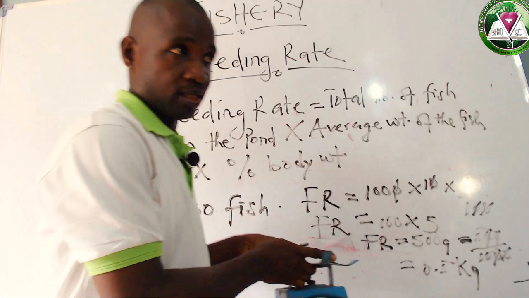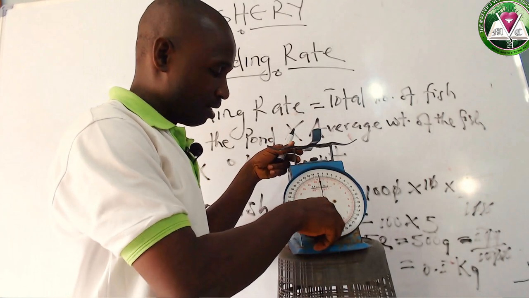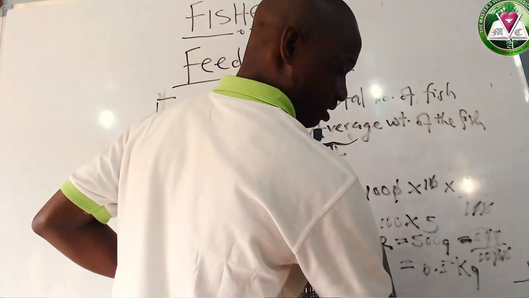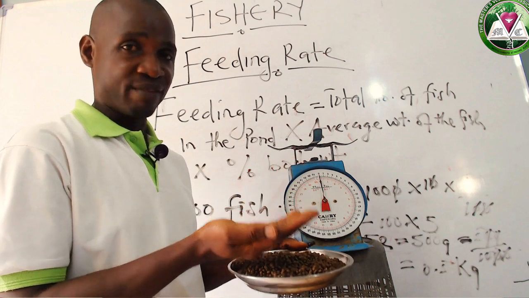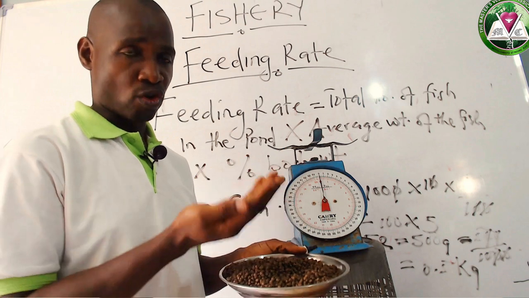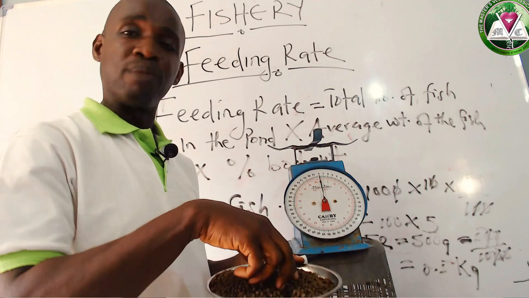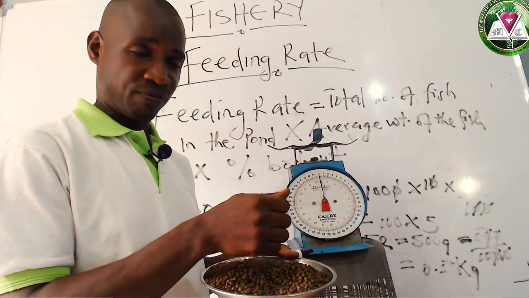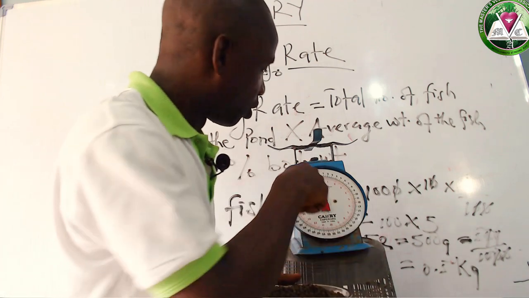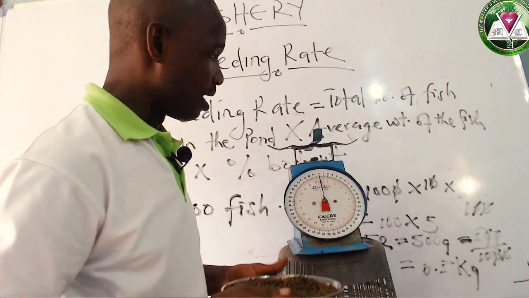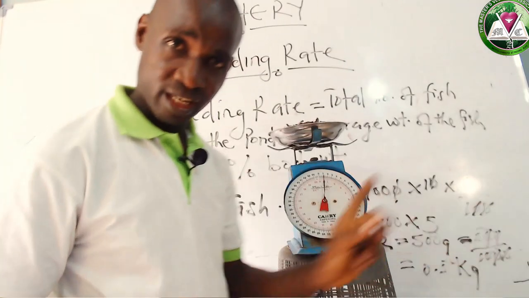This is the feed. We call this artificial feed. We have different types of feed, but we use artificial feed for commercial fish farming. We have natural feed, and we also have supplementary feed. But this one now is artificial feed, which you can usually buy from the market. Now you get your scale and adjust it to zero, and then put the feed on top of your scale to get this 0.5 kg.